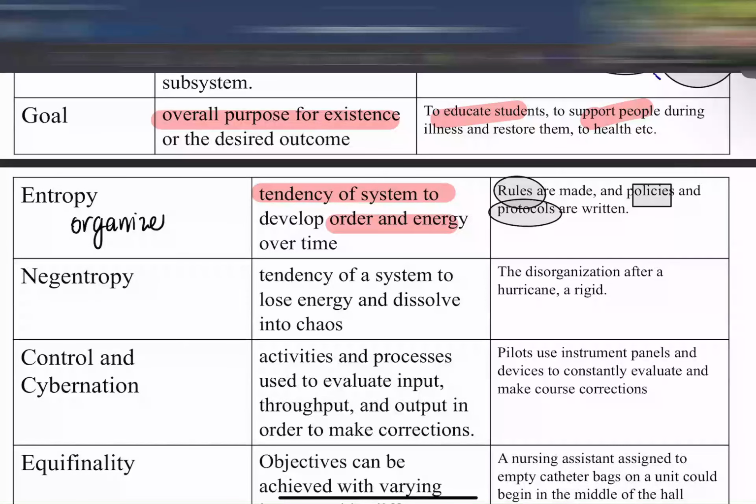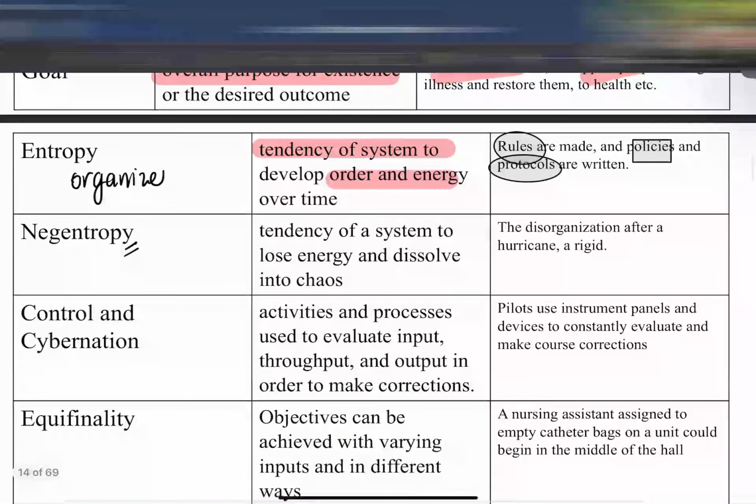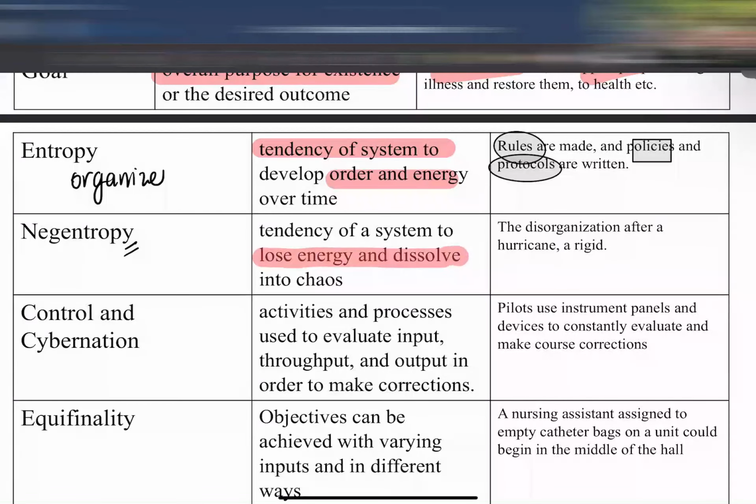However, there is also negentropy. Class, when you say negentropy, it is the tendency of a system to lose energy and dissolve into chaos. Okay? Now, what does it mean? Example dito, class, hurricane. Tinatawag po natin yan usually na force majeure. Okay? Class, pag sinabi ko force majeure, these are calamities. If I would translate the phrase force majeure to English, that would mean acts of God. Okay, class, that would mean acts of God.